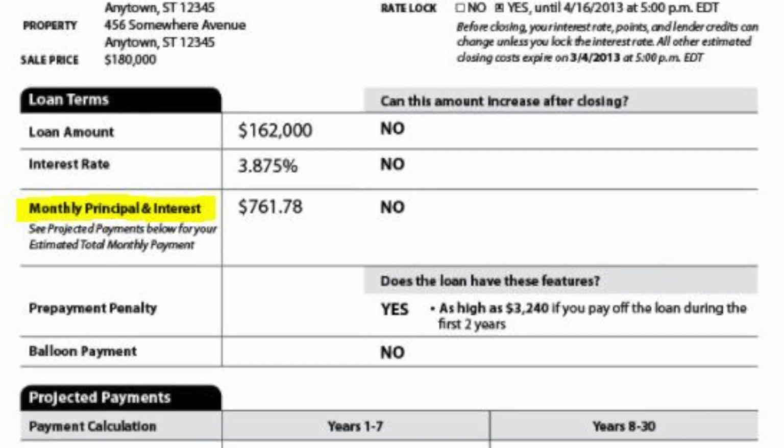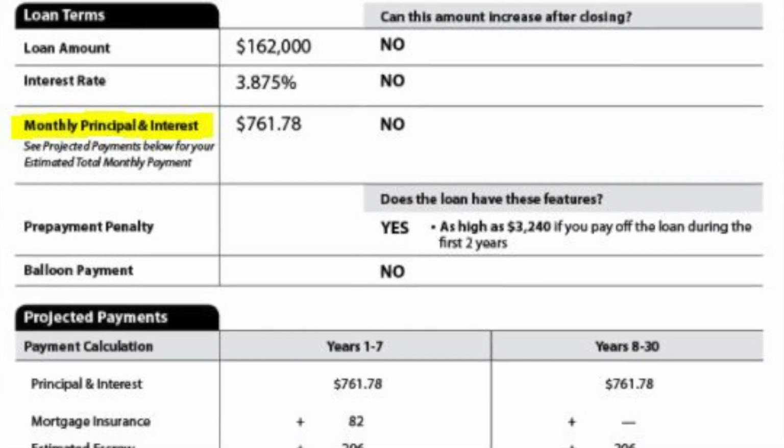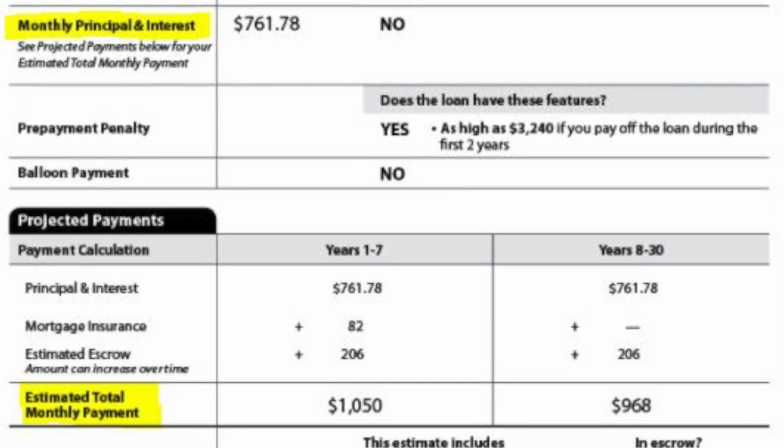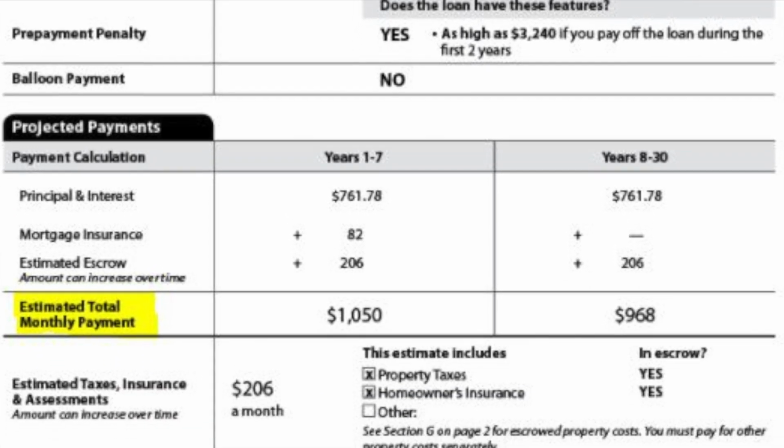Scrolling down on that first page, you're also going to see what the principal and interest payment is going to look like, as well as what the estimated total payment is going to look like. That is to say, the principal, the interest, the taxes, and the insurance, or what I like to call the PITI payment.